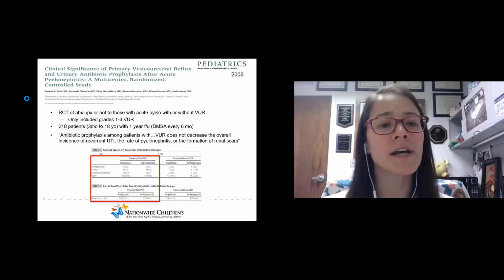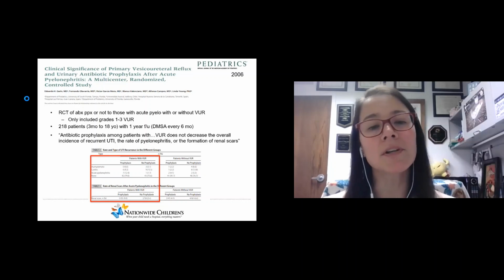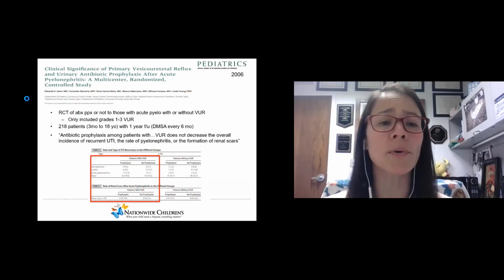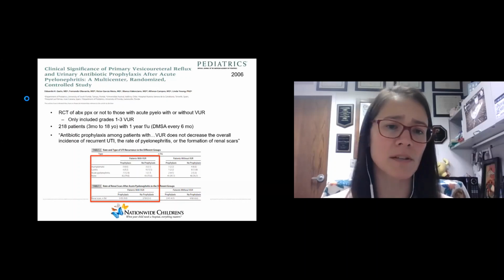And they found that antibiotic prophylaxis among patients with reflux does not decrease the overall incidence of recurrent urinary tract infections, the rate of pyelonephritis, or the formation of scars. But looking through the paper, I actually never saw that they did a statistical analysis of those outcomes, but I think some of that is just because the numbers of children with reflux in the prophylactic versus no prophylactic groups were so low, and the events were so low, they just couldn't really do an analysis, but it basically was not different if you look at the numbers.